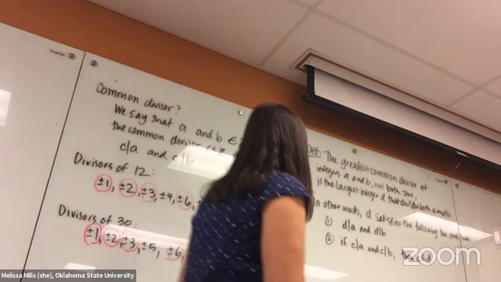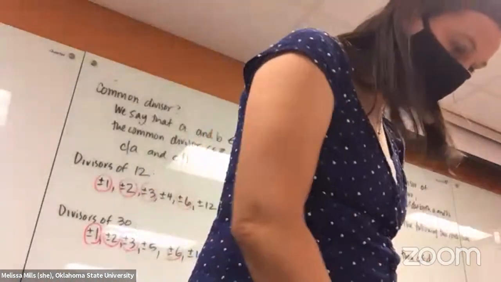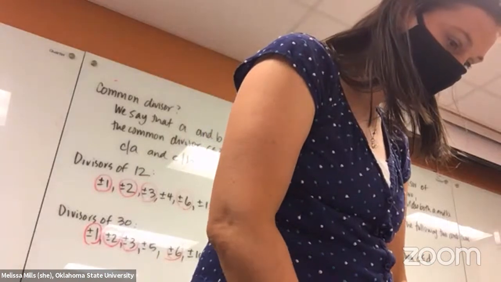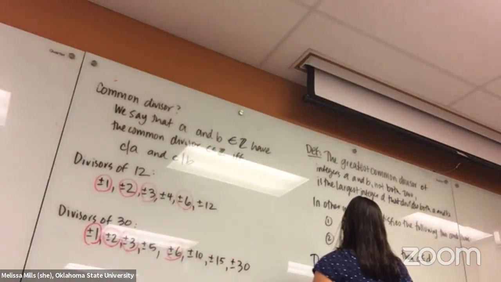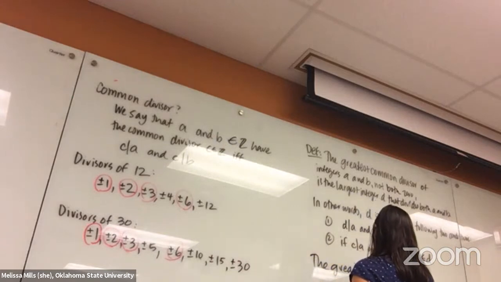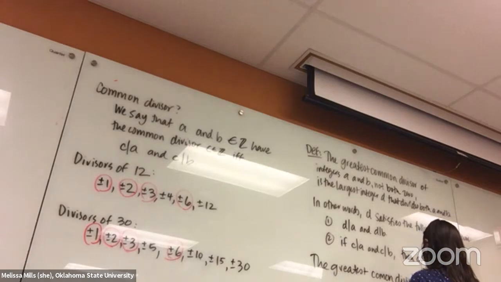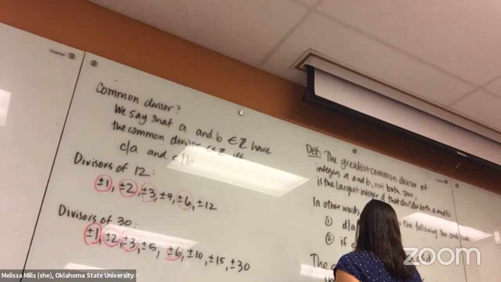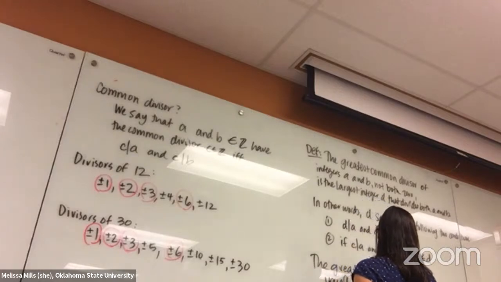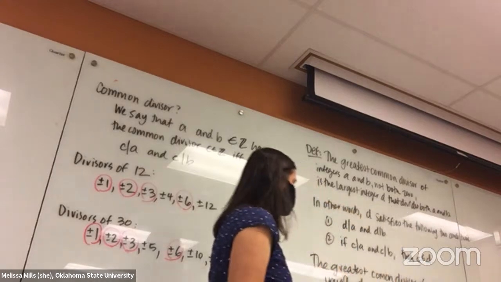Yeah, so C has to be less than or equal to D. Very good. Okay. So the greatest common divisor of A and B is usually denoted like this, (A, B), just in parentheses like that.